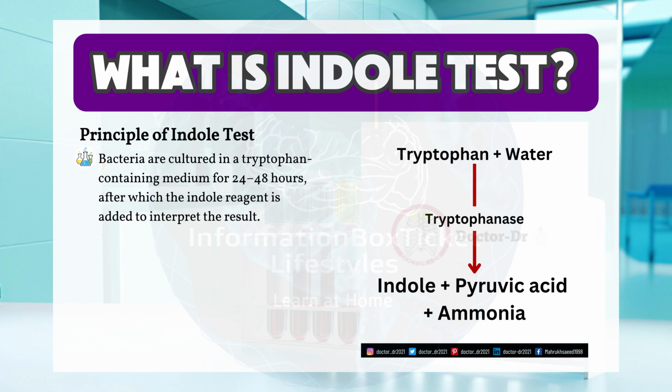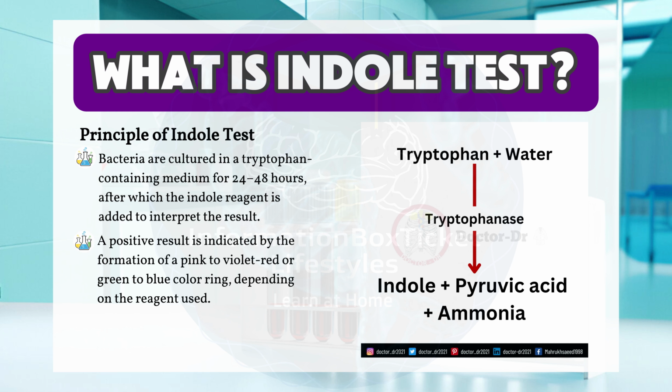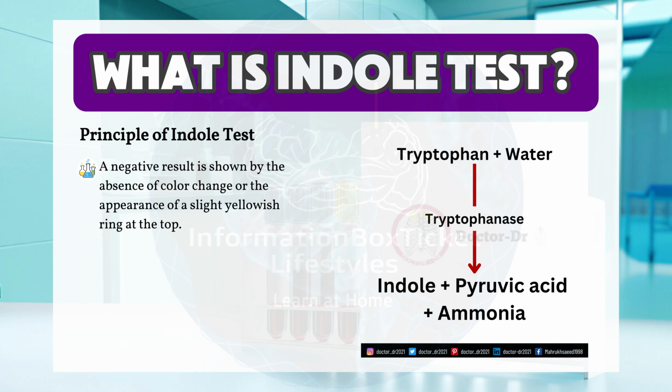interpret the result. A positive result is indicated by the formation of a pink to violet red or green to blue color ring, depending on the reagent used. A negative result is shown by the absence of color change or the appearance of a slight yellowish ring at the top.